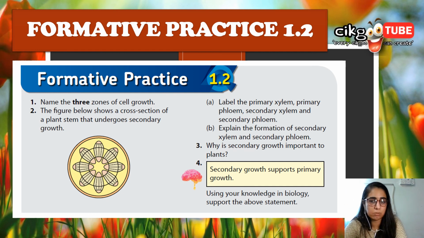You can refer to your textbook or the slides that I have been showing you. It's there. Formation of secondaries. Explain the formation of secondary xylem and secondary phloem, growing inwards, growing outwards. Done. Now, why is secondary growth important to plants? Also covered in the slide. Now, secondary growth supports primary growth. Using your knowledge in biology, support the above statement. Yeah, because the primary growth will actually grow into secondary to give more stability, to give mechanical support. So how? Explain it. Done.